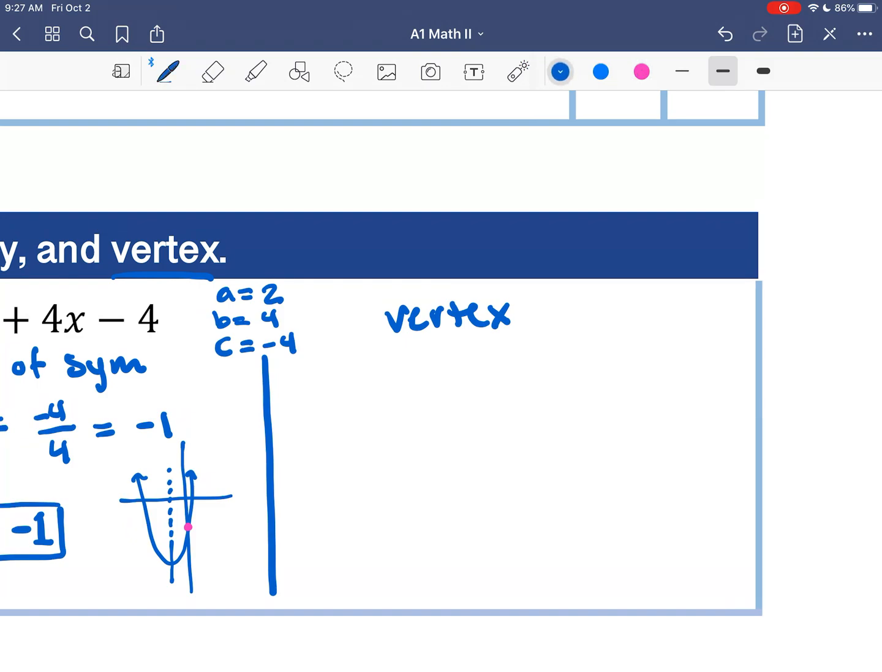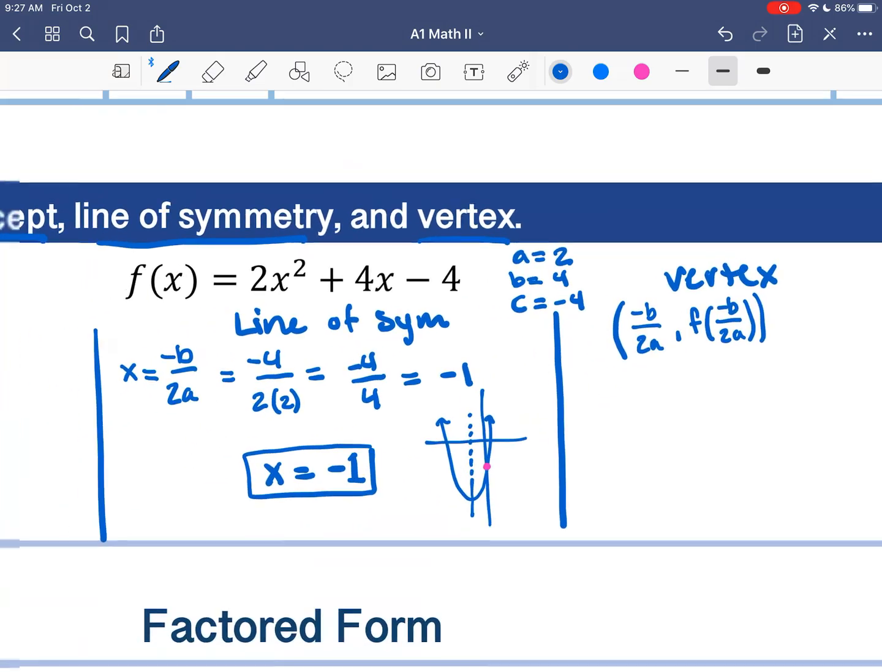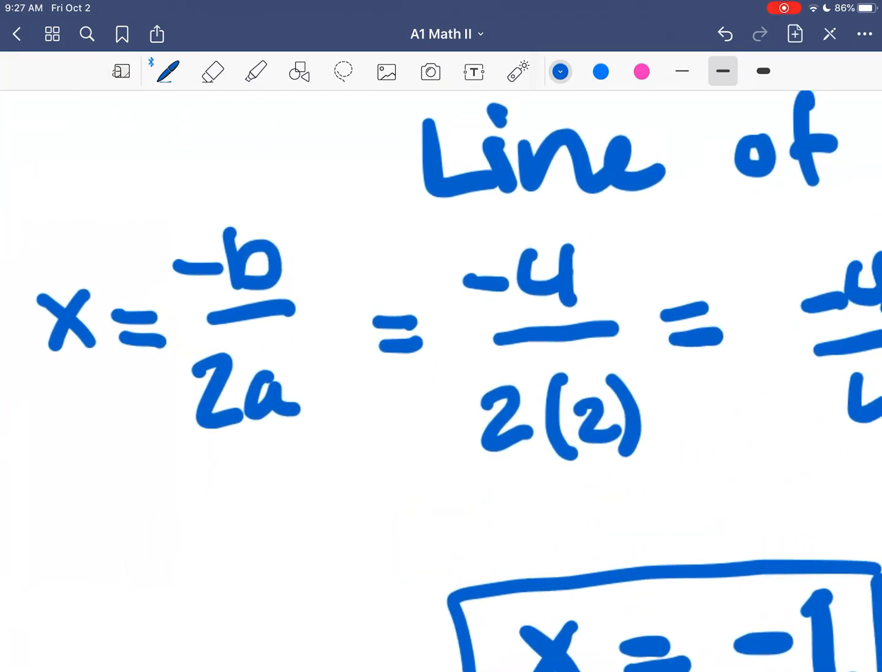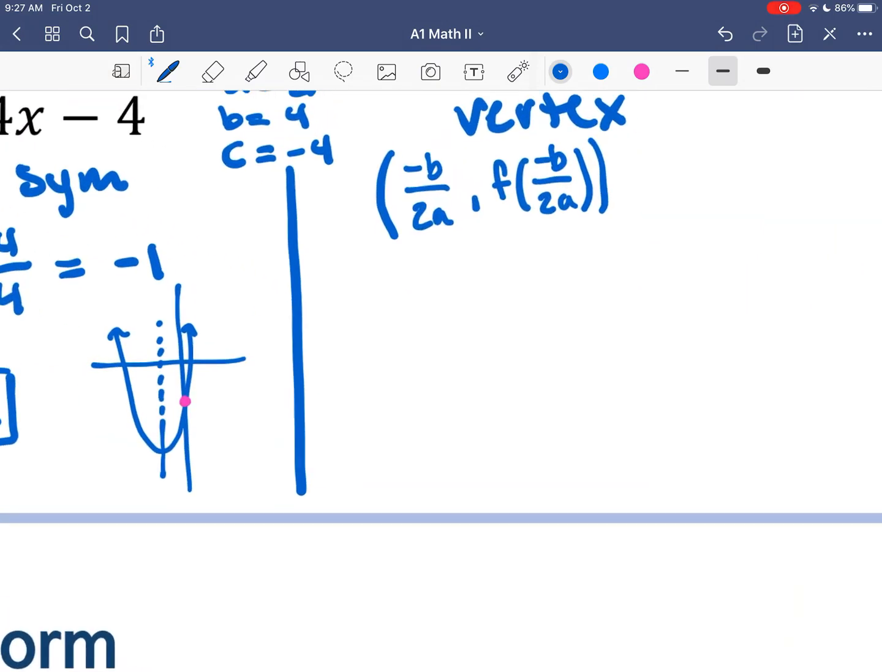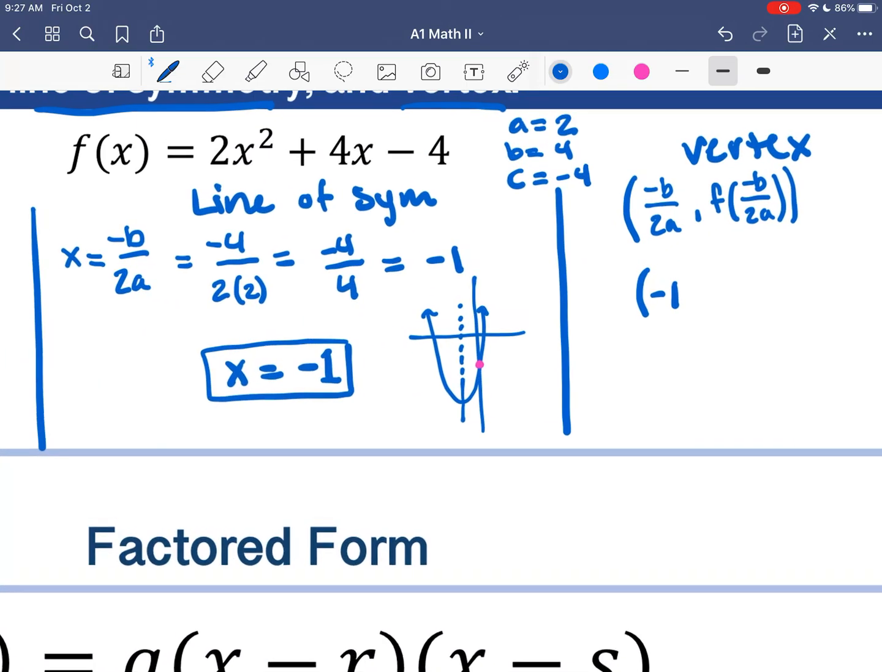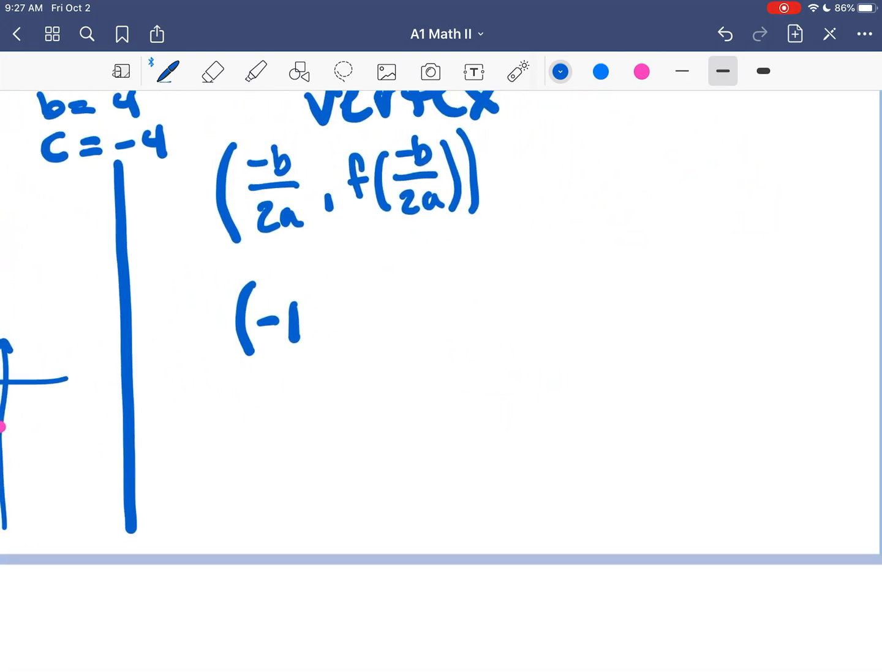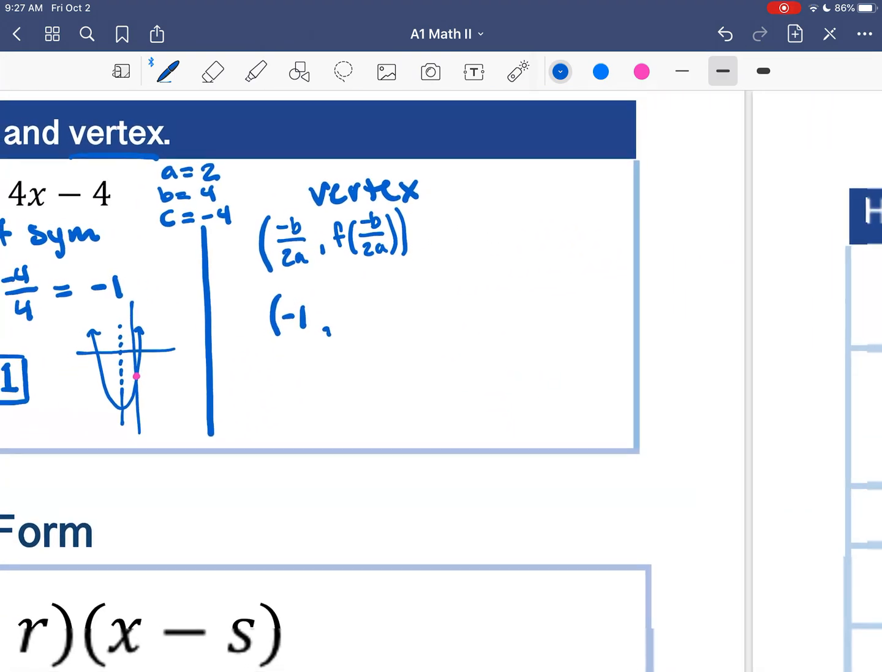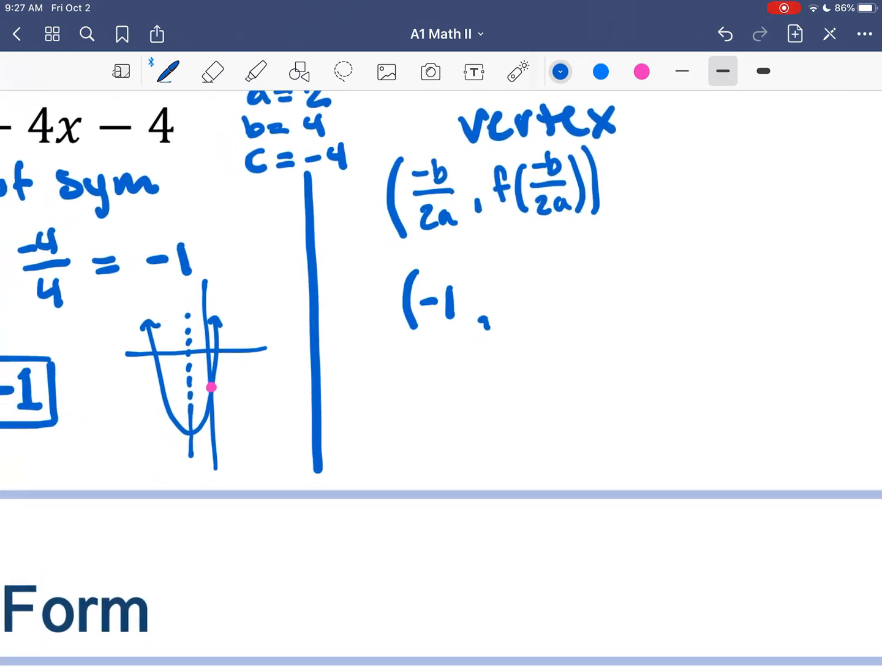So I'm going to rewrite this formula over here. The formula says, parentheses, -b/2a, comma, f of -b/2a, and we'll talk about that in a second. But first we already know what -b/2a is because we just barely found that. We just did that, right? So -b/2a is -1. We know that because we just did that. Now we just need to find the y value of our vertex.